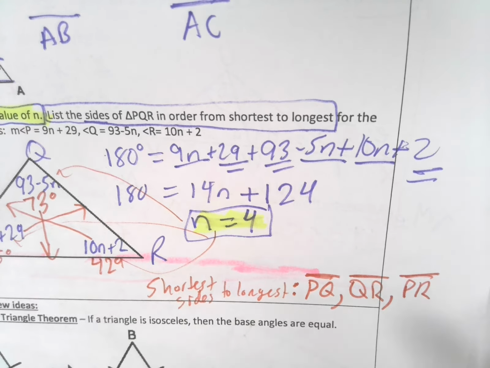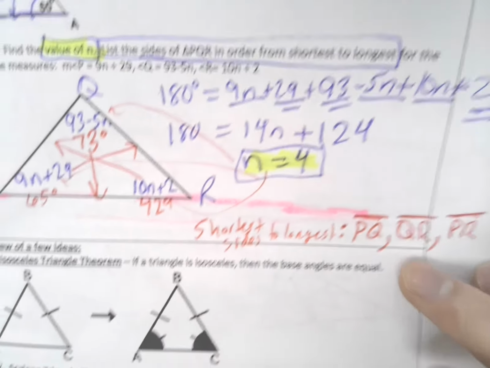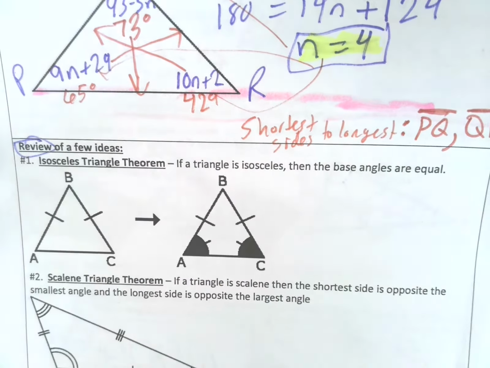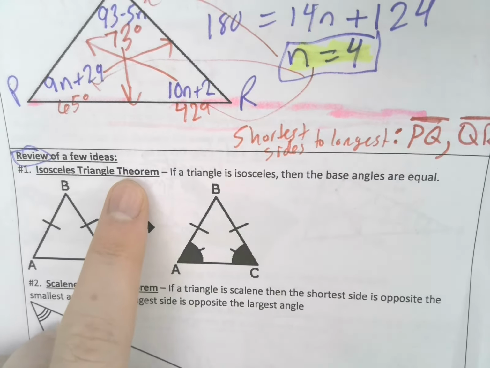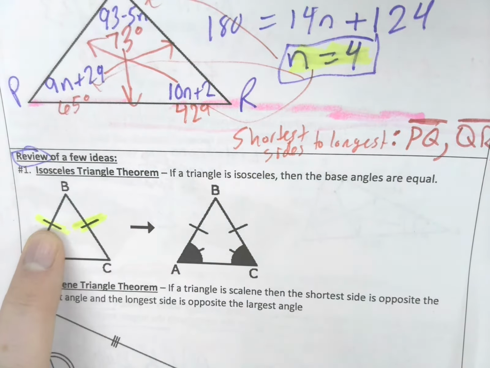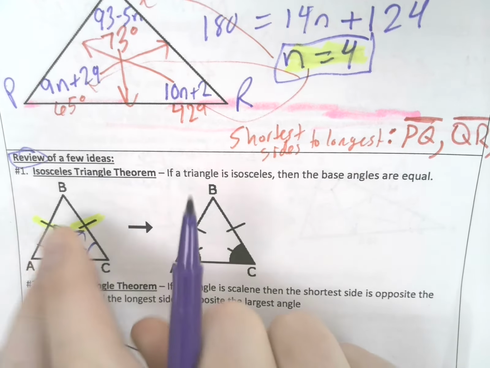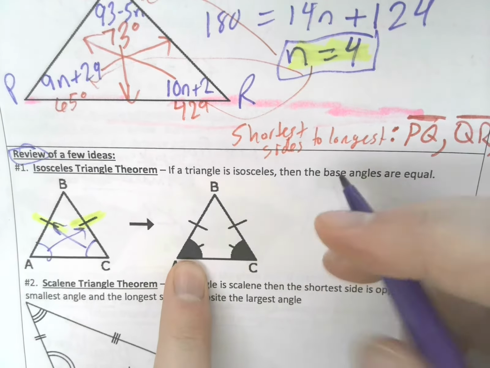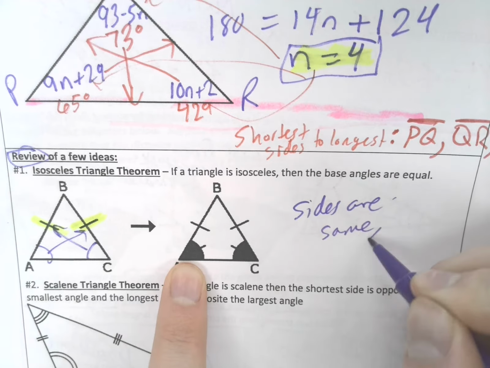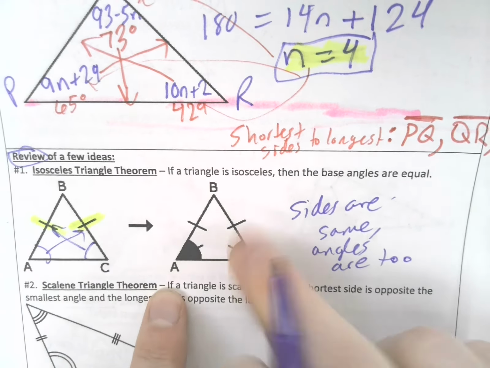And then finally, we just got a few quick reviews down here. Not really any math, just some friendly reminders. Just a review of a few ideas. When it comes to isosceles triangles, we know that if their sides are the same, that must also mean, what about the angles that create those sides? Angles are the same. So if sides are same, angles are too. The angles that create those sides.